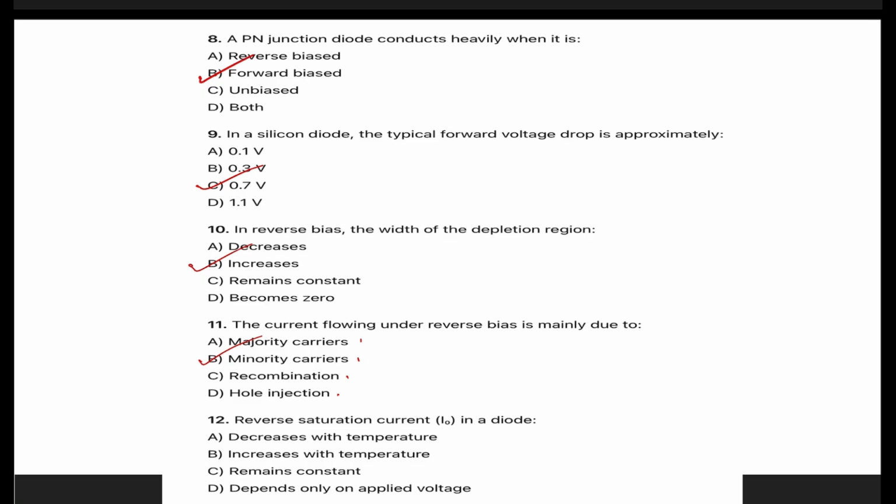Now, next question. Reverse saturation current I0 in a diode: option A decreases with temperature, option B increases with temperature, option C remains constant, option D depends only on the applied voltage. The answer is option B, it increases with the temperature. The reverse saturation current increases with the temperature because more carriers are thermally generated. So the reverse saturation current I0 of a diode will increase with the temperature.